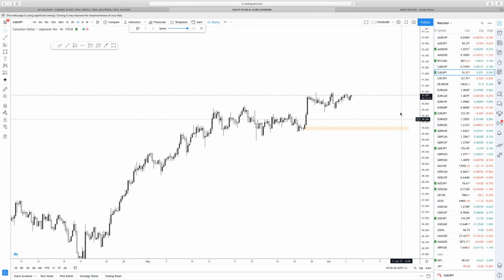So an order block is the last bearish candle before a bullish move that causes a break in structure, and vice versa. Sorry, so an order block is the last bearish candle before a bullish move that causes a break in structure.